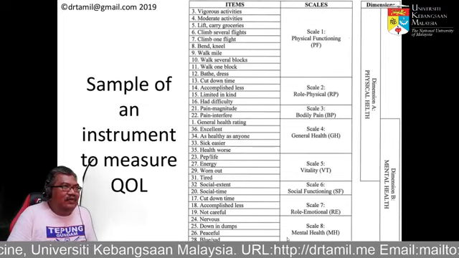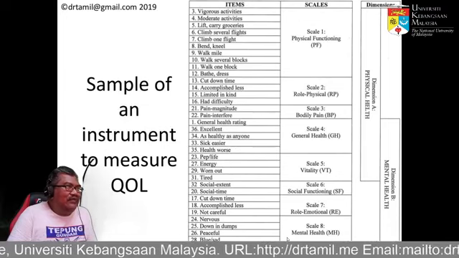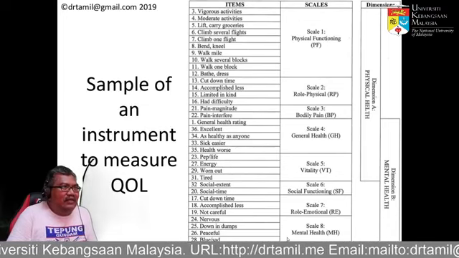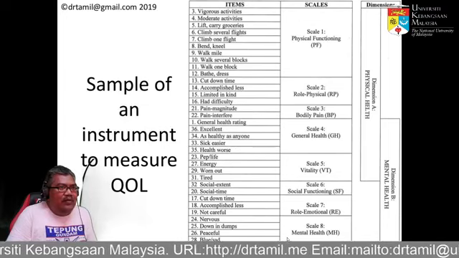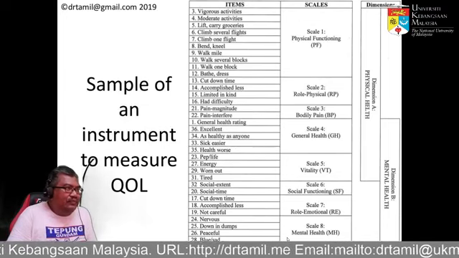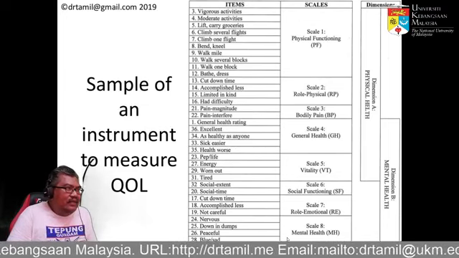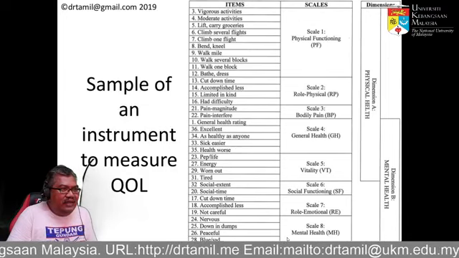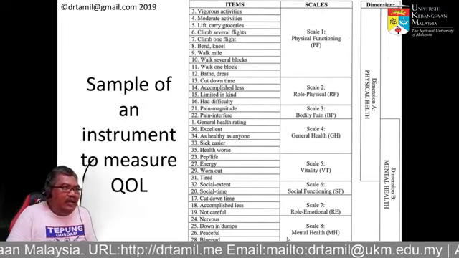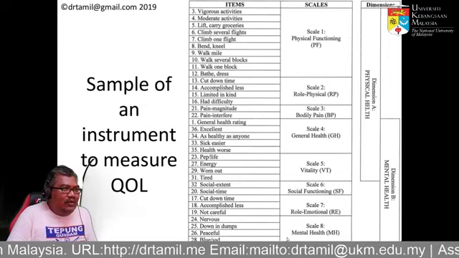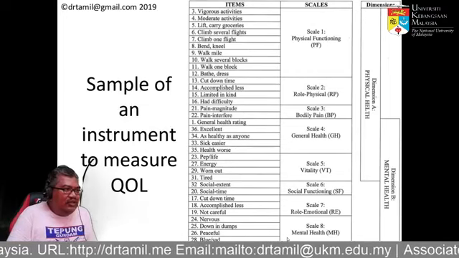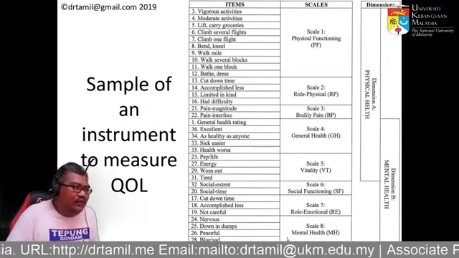Yeah, asking different things. Questions number 3, 4, 5, 6, 7, 8, 9, 10, 11, 12 are asking about physical function. Questions 1, 36, 34, 33, and 35 are about general health. Okay, so on and so forth. And then we also have questions about mental health, like vitality, social functioning, role emotional, and so forth.